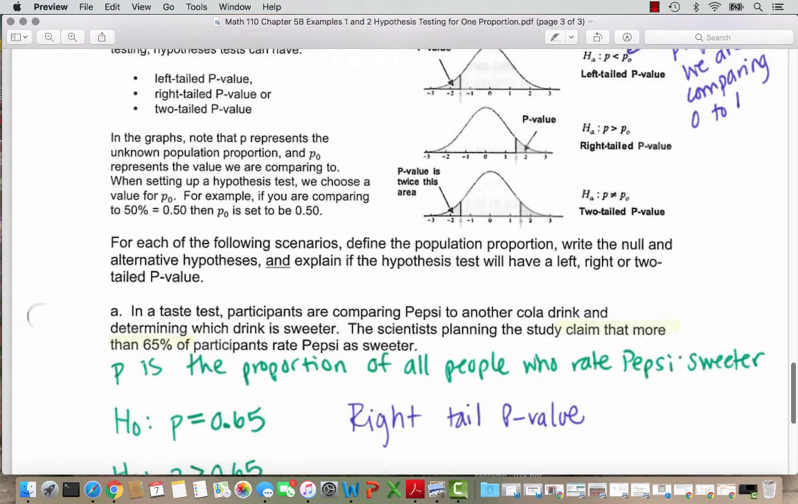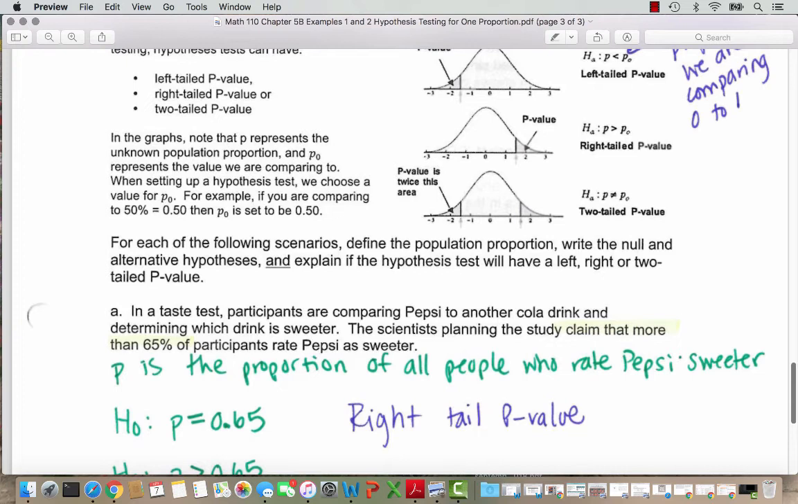So, there's a note here in the graphs. Note that the lowercase p represents the unknown population proportion. Lowercase p with a sub-zero represents the value we're comparing to. In our previous example, that was 0.80. It could be any value 0 to 1. When we're setting up the hypothesis test, we choose that value for p0. So for example, if you are comparing to 50% or 0.50 as a decimal, then you would use 0.50 there. You don't put in the default p sub 0. You put in whatever value you're comparing to.